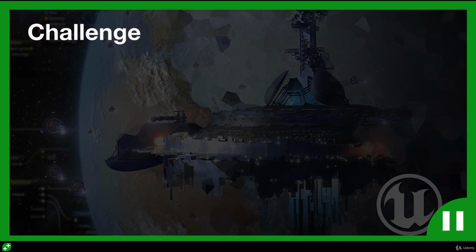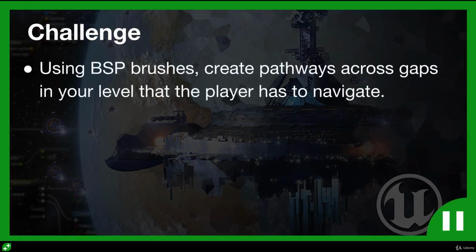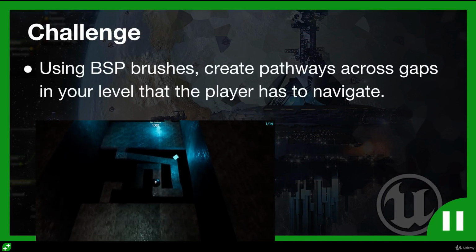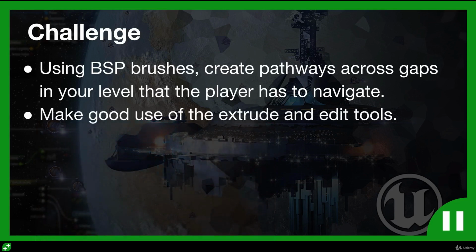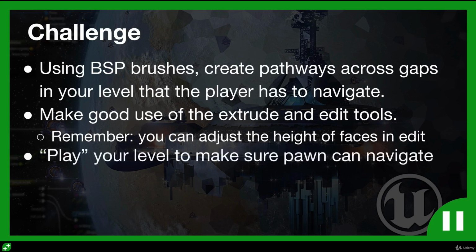So right now I have a challenge for you. Using BSP brushes, create pathways across gaps in your level that the player has to navigate. Make good use of the extrude and edit tools to do this. And remember, you can adjust the height of faces in edit mode. And play your level to make sure the player pawn can navigate your pathways.